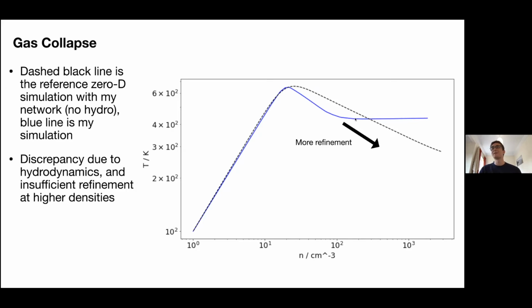So this flattening of the profile is, I believe, a resolution effect. So at the higher densities, we don't necessarily refine enough. So we underestimate the density and underestimate the cooling rate. So our cloud doesn't continue the collapse as it should, but we do see as we increase the refinement, this moves down a bit. So I'm kind of reassured that this is a natural result of the hydrodynamics and not an error in my network.